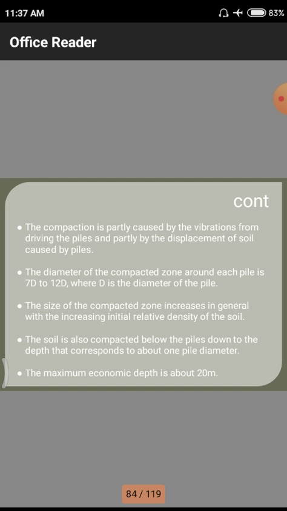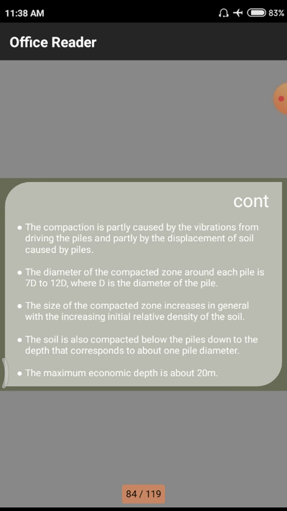Next, the compaction is partially caused by the vibration from driving the piles, and partially by displacement of soil caused by the piles. Driving means, like driving vehicles on roads, we drive a huge piece of equipment perpendicular to the earth surface to place piles on a particular surface. By using these piles we dewater the land and remove the total water content present on the land.